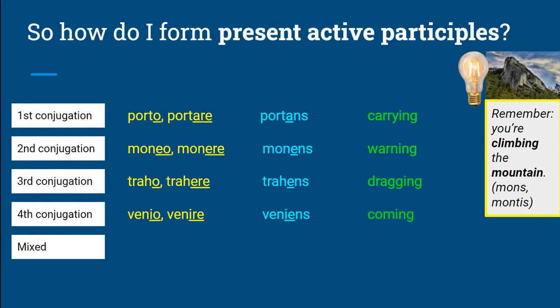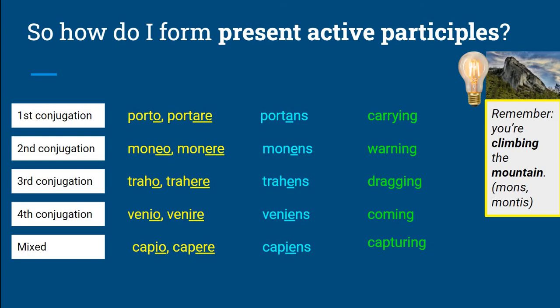And our mixed conjugation verbs, we haven't got very many, but one example would be capio, capere. Obviously, just a reminder, they're called mixed because capio looks a lot like venio, but capere, the infinitive, looks more like trahere. So that'll be capiens, which will translate to capturing.